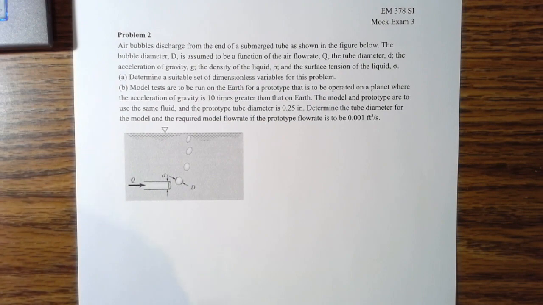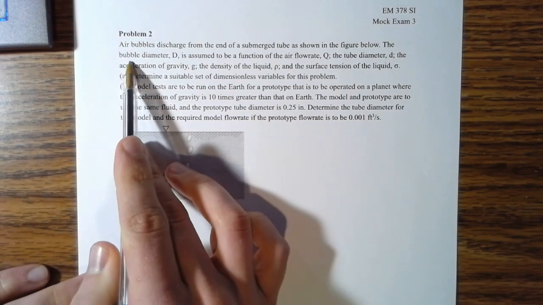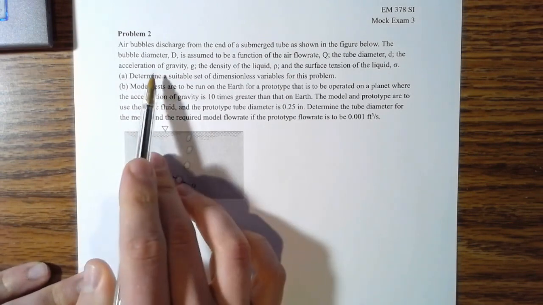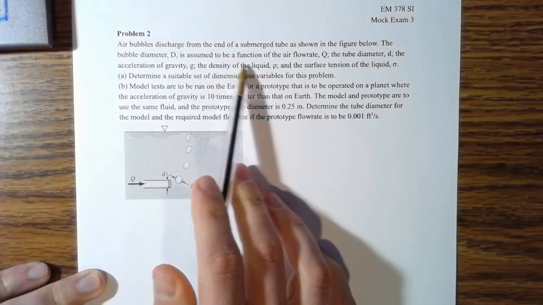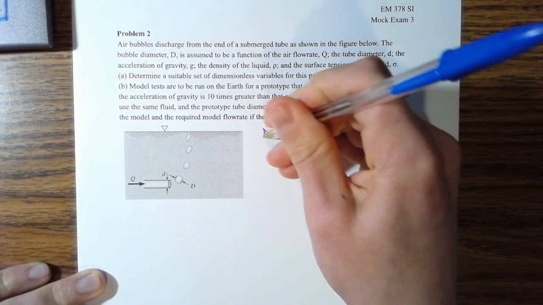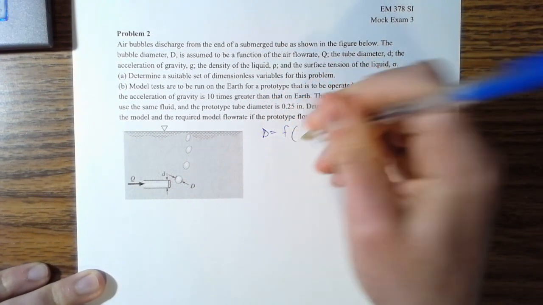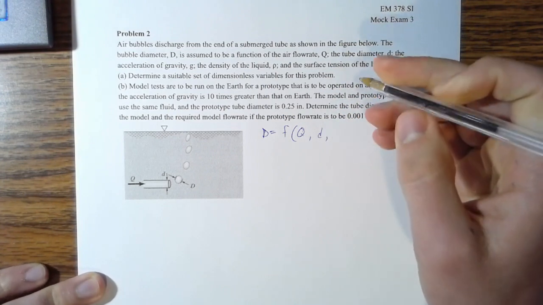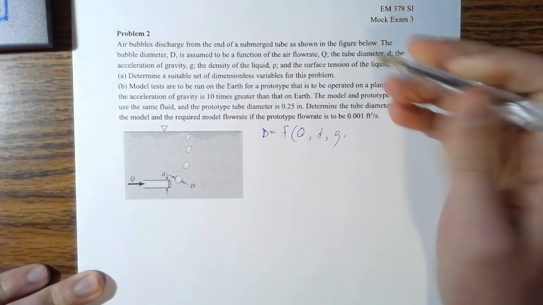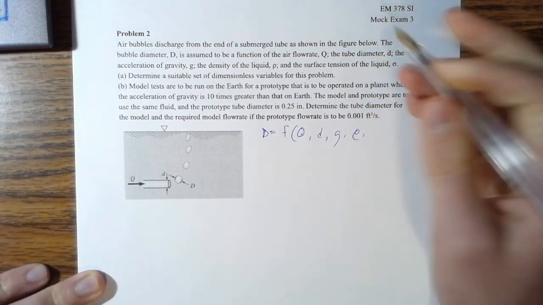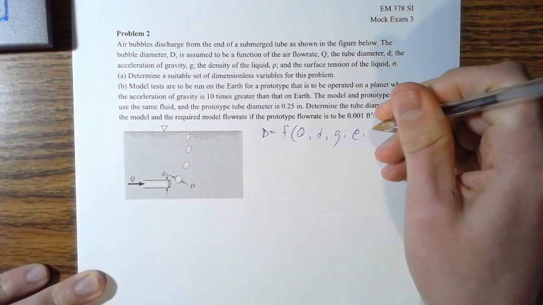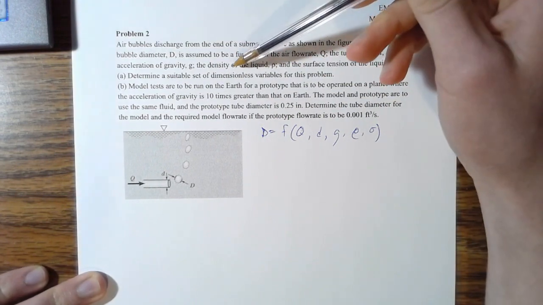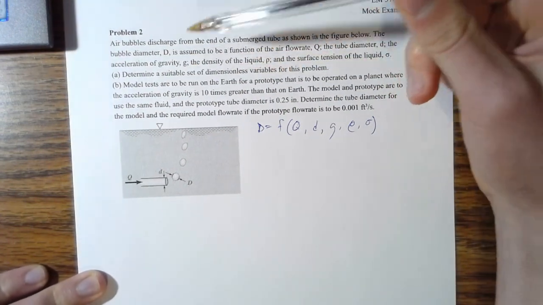Here's problem two. We'll just go right into it. We have air bubbles discharging from the end of a submerged tube as shown below. The bubble diameter D is assumed to be a function of the airflow rate q, tube diameter d, the acceleration of gravity g, the density of the fluid rho, and the surface tension of the liquid sigma. Determine a suitable set of dimensionless variables for this problem.